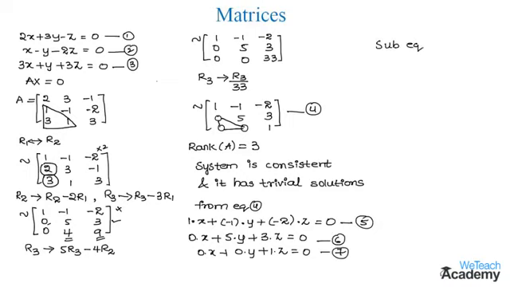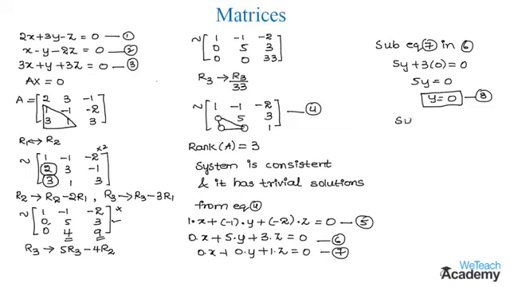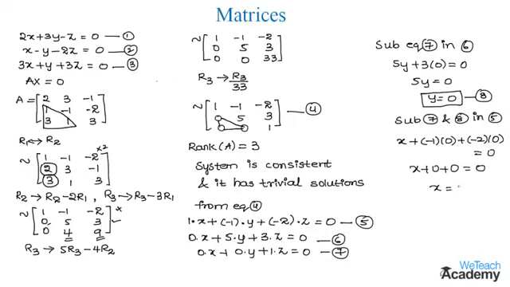And then by substituting the value of equation 7 in 6, we get 5y plus 3 into 0 is equal to 0. So that implies we get 5y is equal to 0, and then the value of y will be equal to 0. And now let us name this as equation 8. So by substituting equation 7 and equation 8 in 5, we get the value of x: x plus minus 1 into 0 plus minus 2 into 0 is equal to 0. So that implies we get x plus 0 is equal to 0 and x is equal to 0. So therefore we get the trivial solution x equal to y equal to z is equal to 0.